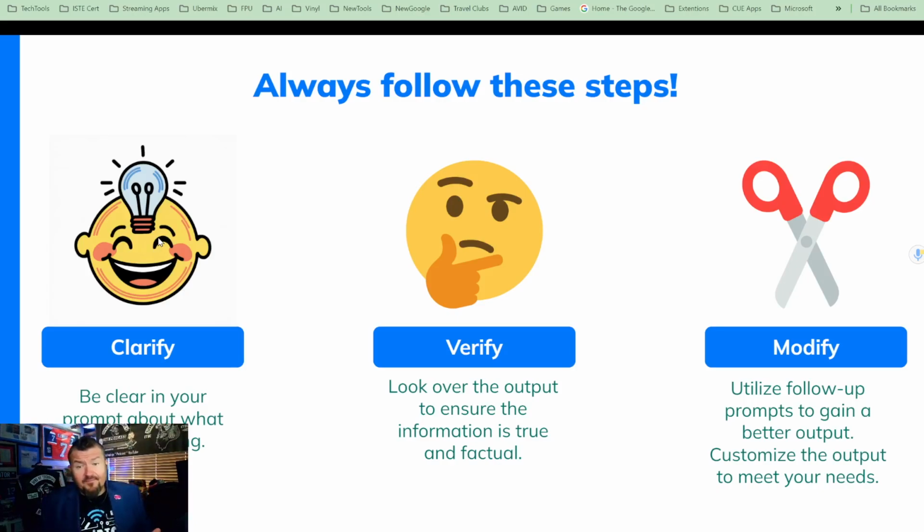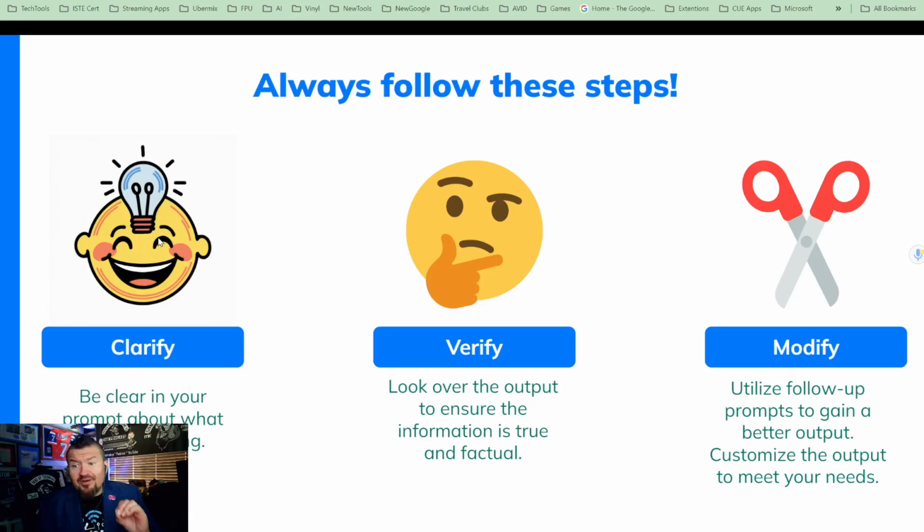Next, verify. We need to acknowledge that not everything these large language models output is correct. We need to acknowledge that not everything in these outputs is free of bias. We need to look over the outputs to ensure that the information is true, it's factual, and it doesn't contain bias or harmful responses. We need to not only train ourselves on this, but our students as well. We need our students to understand that not every output is giving you factual information, right? They need to verify.